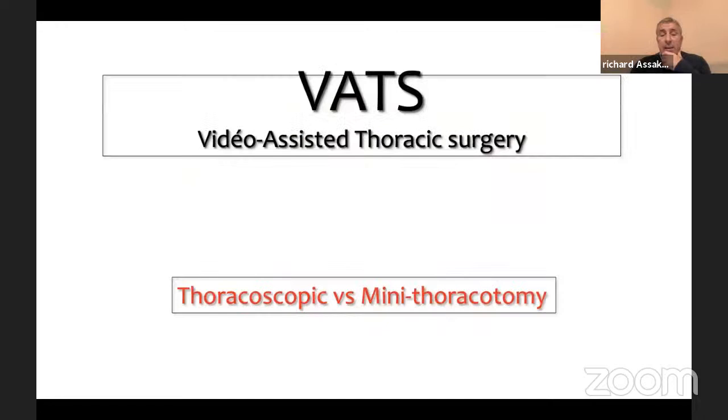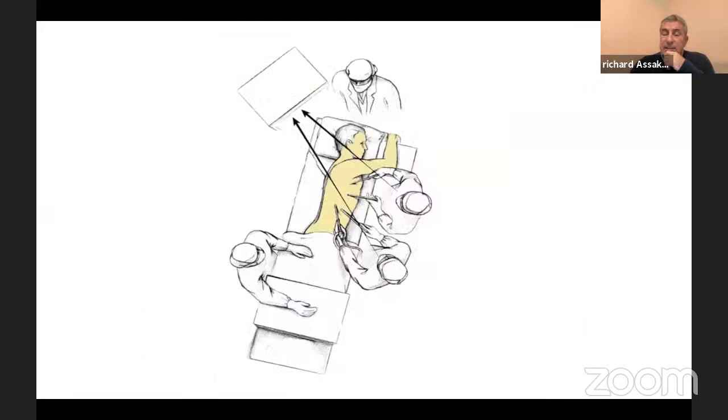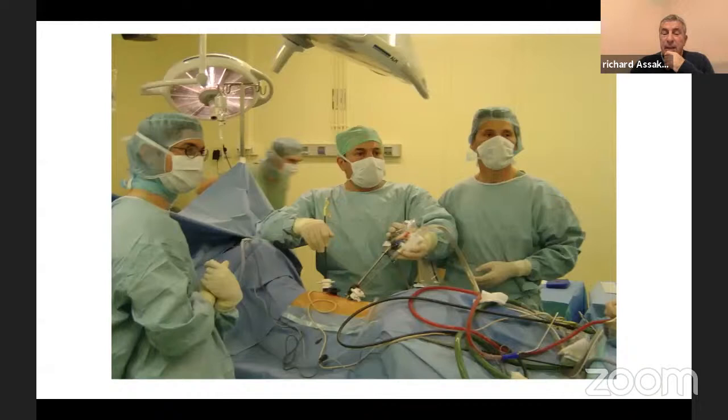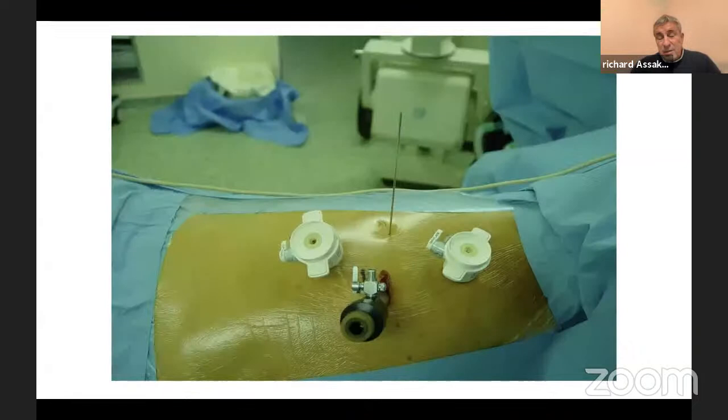So let me show you, this is typically my setup for thoracoscopic access. Here we are. At the beginning, I was doing this with a colleague who is a thoracoscopic surgeon. And then once I got my learning curve, again, this is early 2000, I could do this by myself. The problem with thoracoscopic access, this is a four trocar that we use for surgery. The problem with thoracoscopic is it's very difficult to teach.